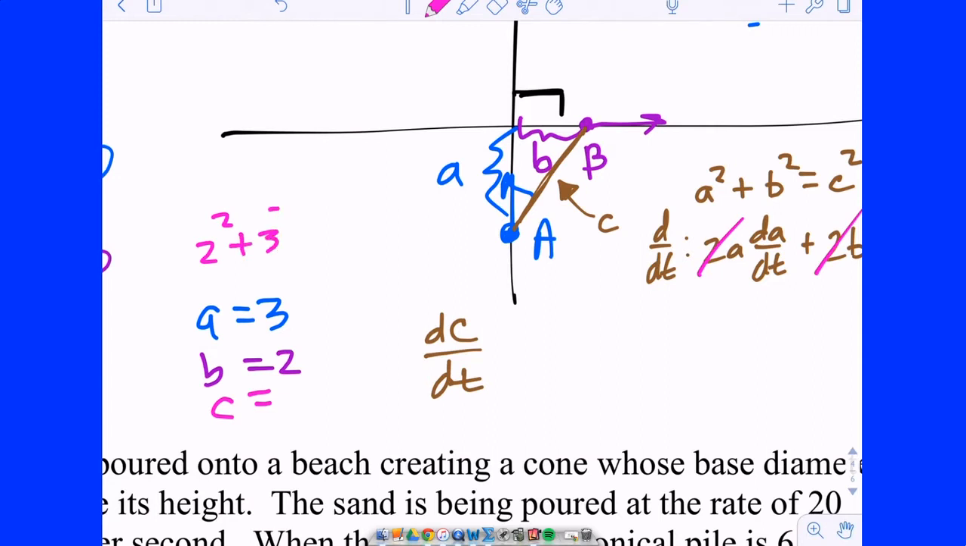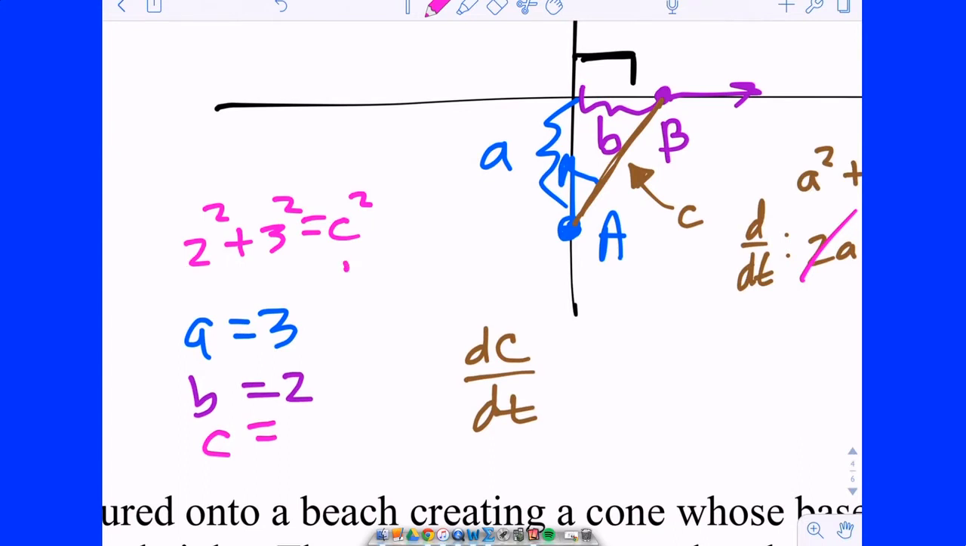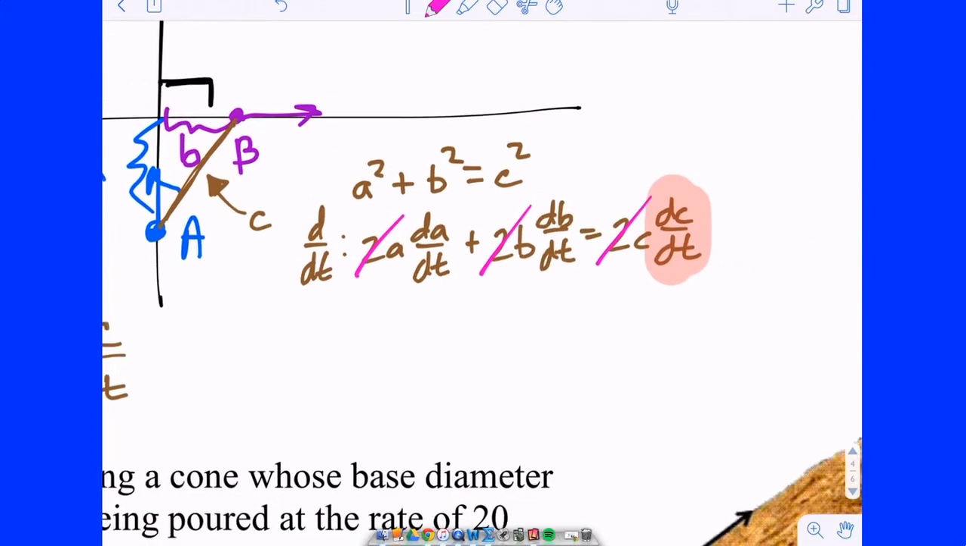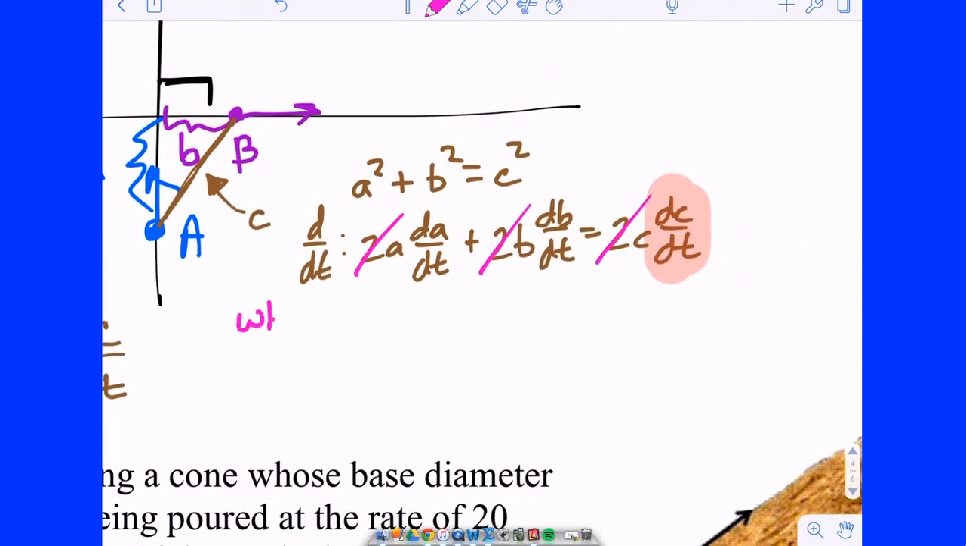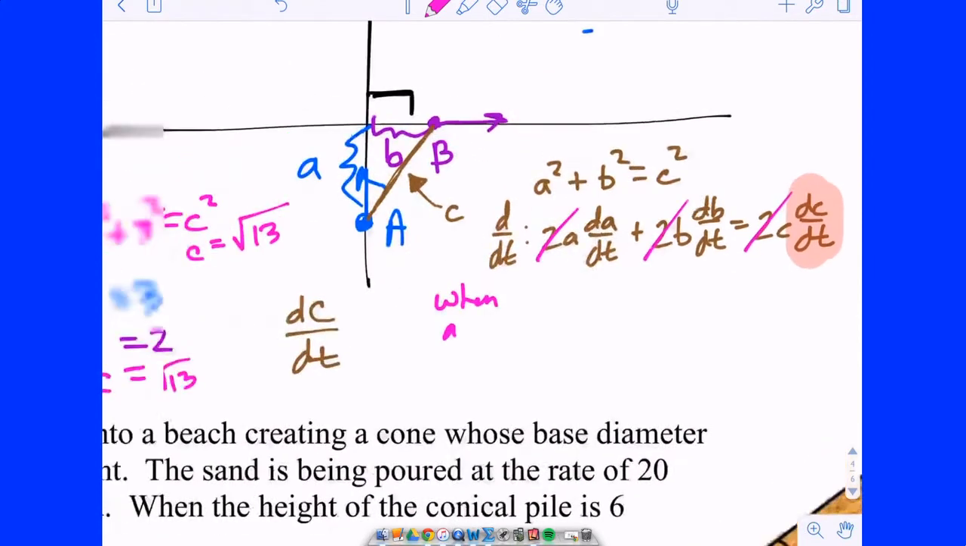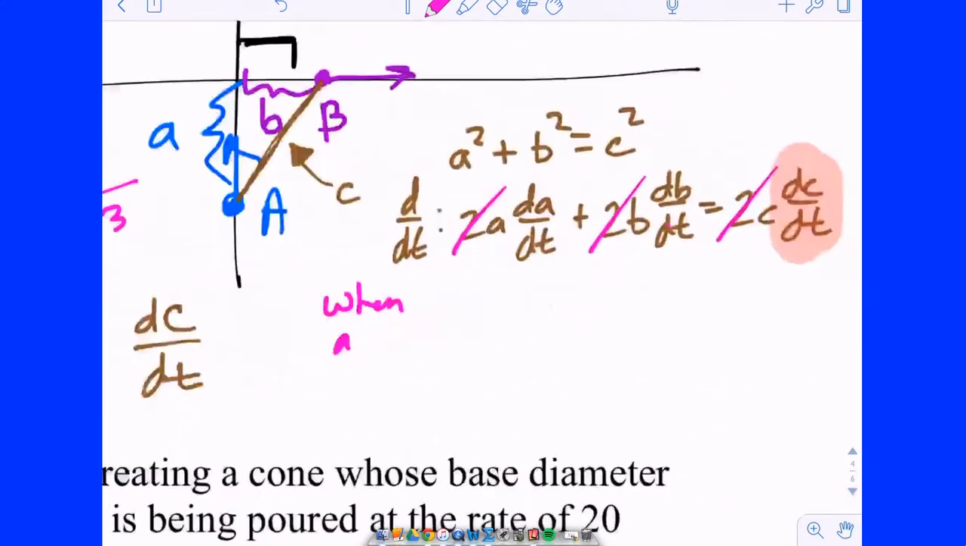2 squared plus 3 squared equals C squared. Is this going to be a nice Pythagorean triple? C is going to equal the square root of 4 plus 9, which is 13. Okay, so we'll take it. So now we plug in. So we say when, and we just reference the moment in time by referencing either one of them. How about when A is 3?